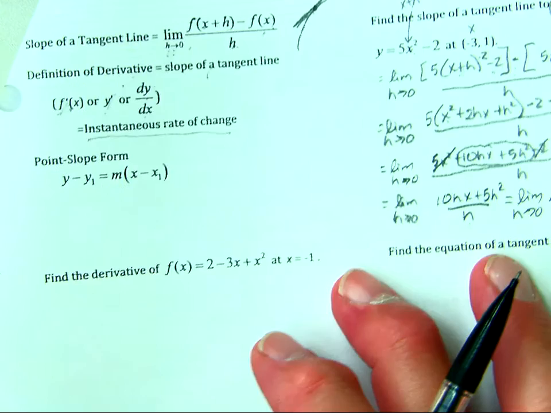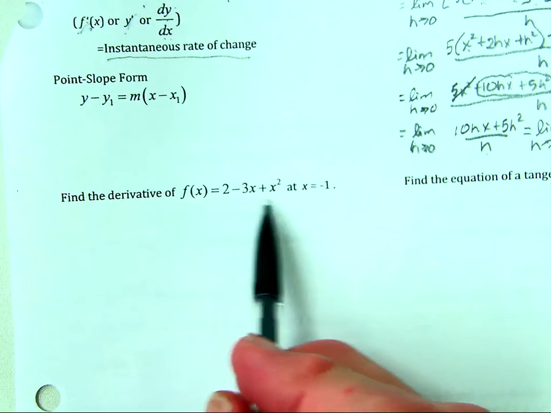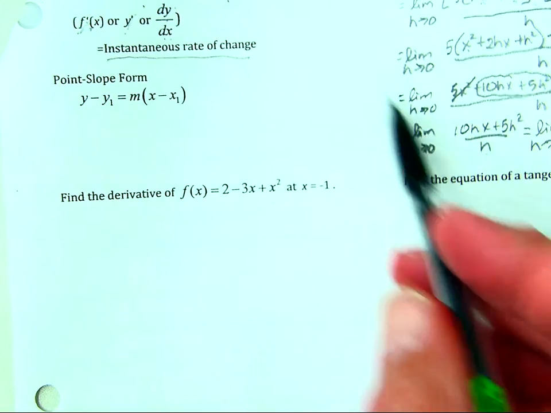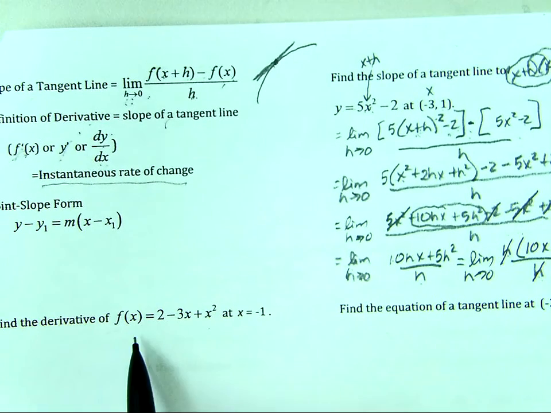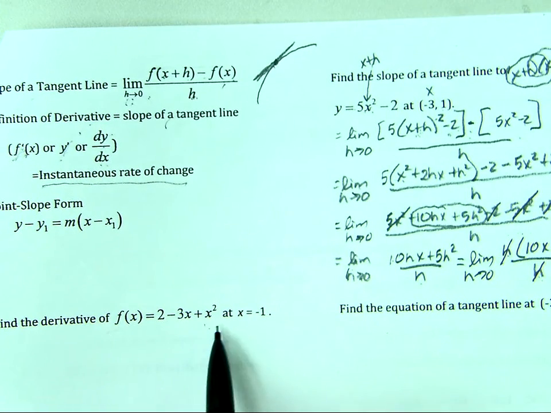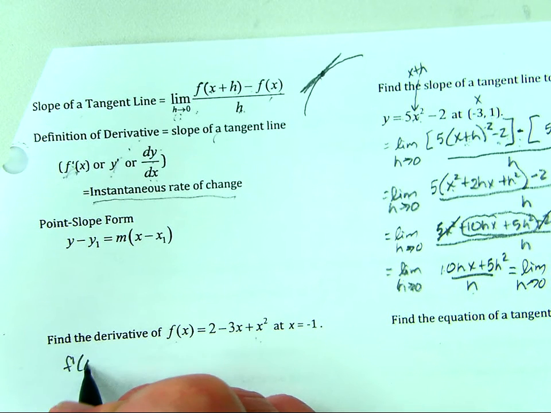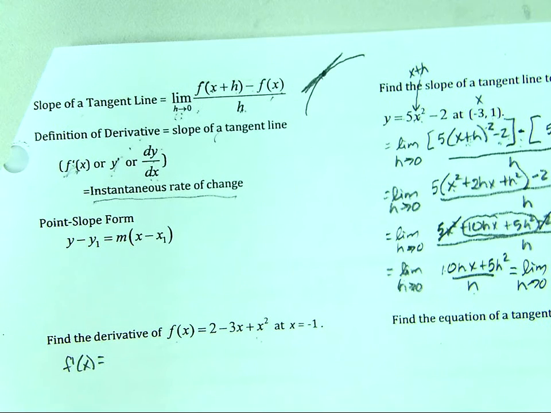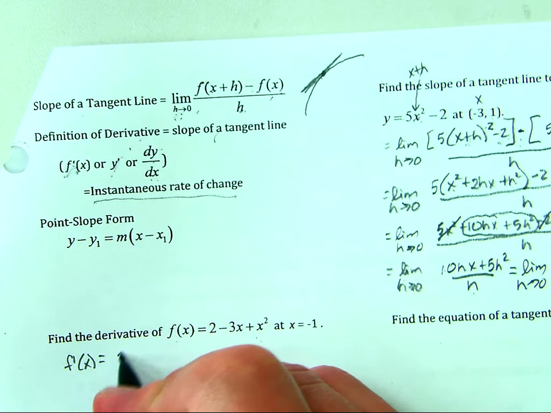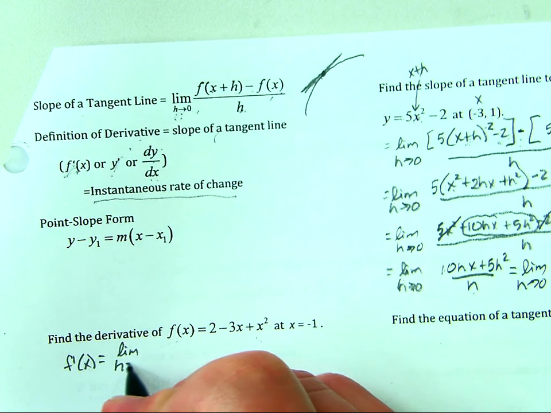So if I gave you a question worded like this one, find the derivative. Well, what we did right here, that's the definition of derivative. We would go through the same process here. So if I say find the derivative of f, well, let's call that f prime. Remember, the derivative is something prime. So we're going to have the limit as h approaches 0.